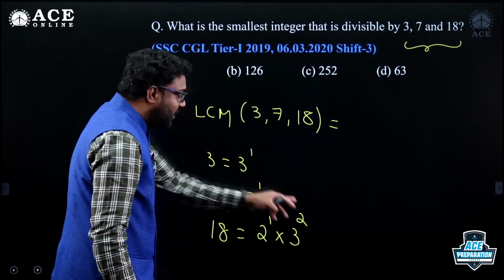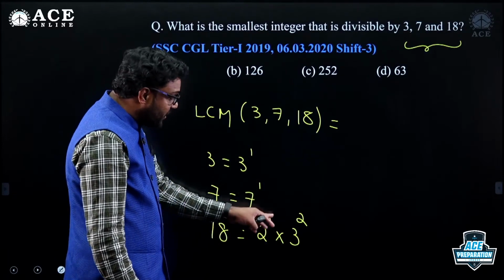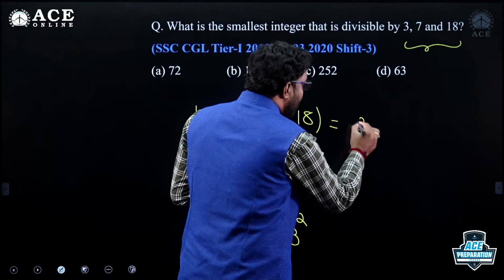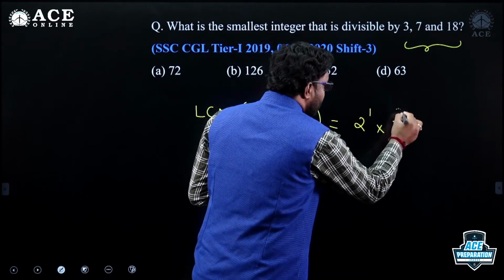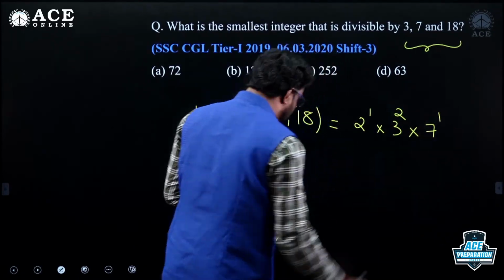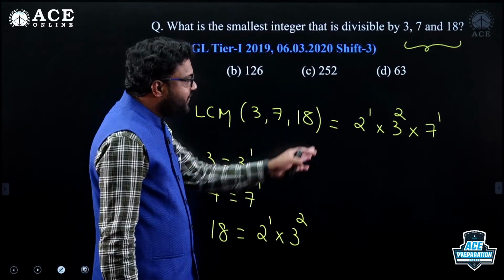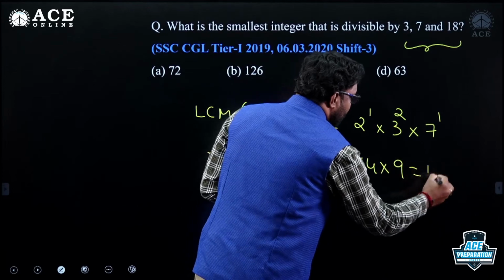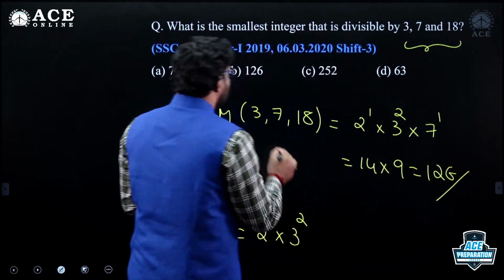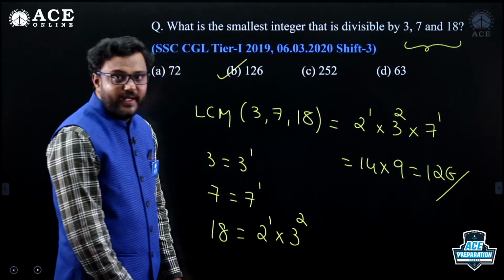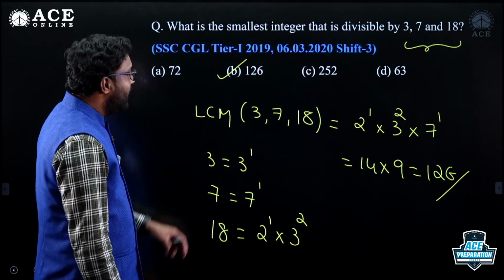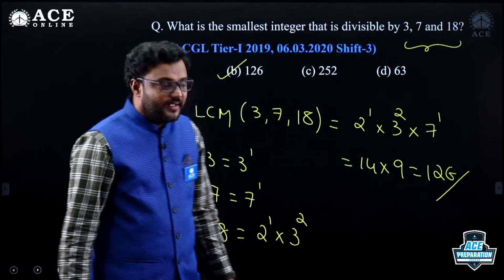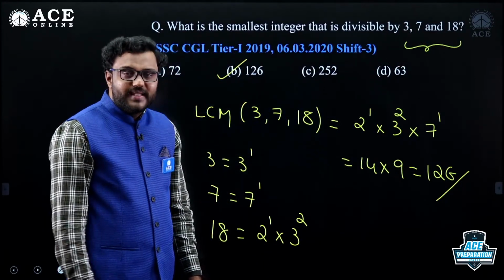We should write all the prime numbers with the highest power of each one. All the prime numbers are 2, 3 and 7. For 3, the highest power is 2. For all the remaining ones, the highest power is 1 only. It's 14 into 9, which is 126, my dear friends. So option B, 126. The smallest integer divisible by a group of numbers, so we should apply LCM.